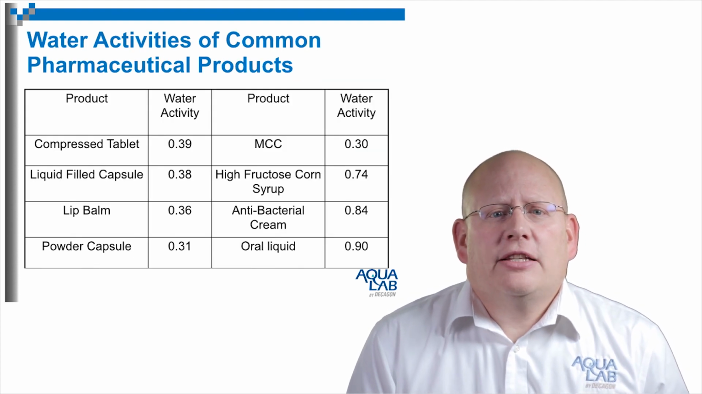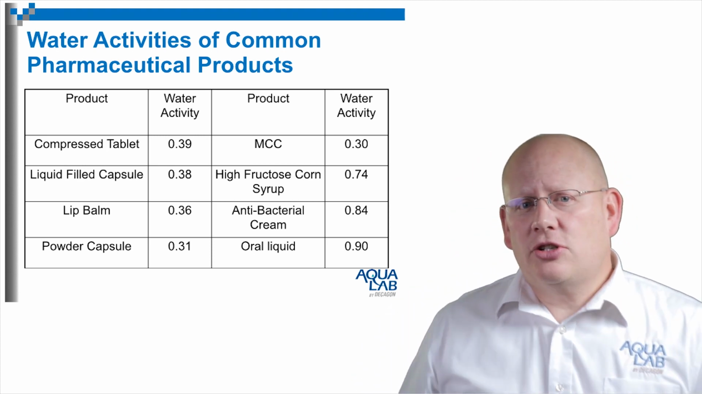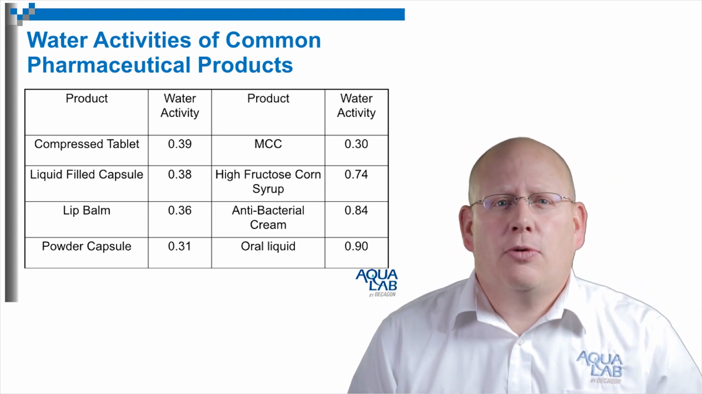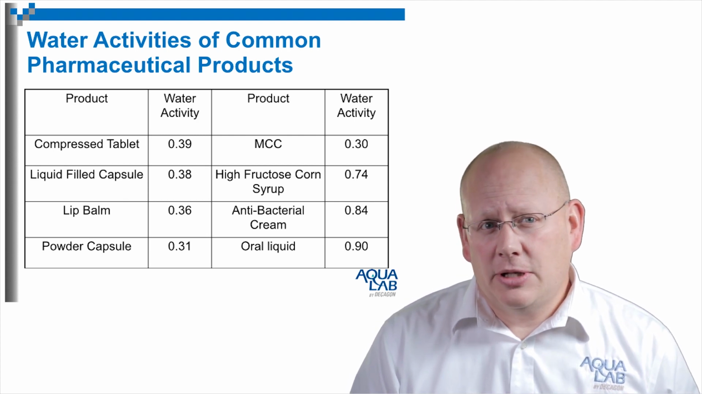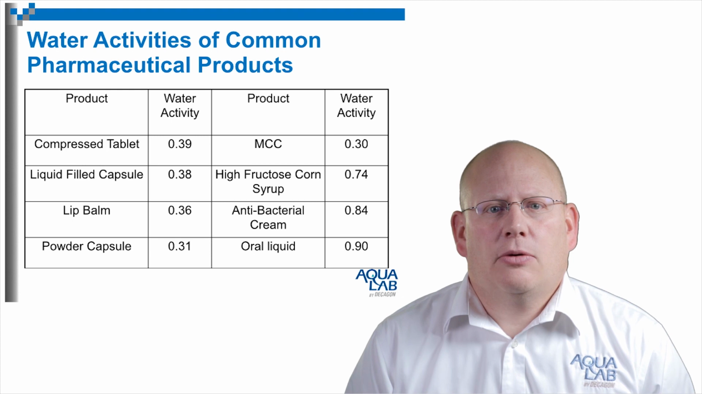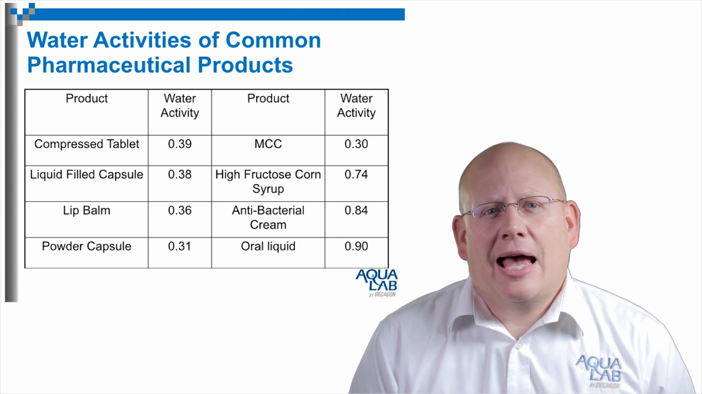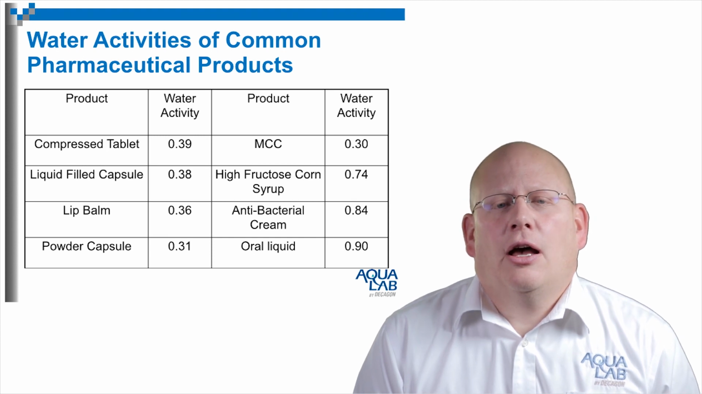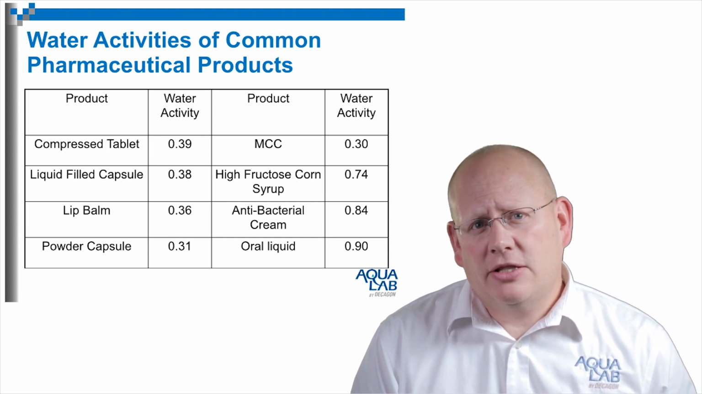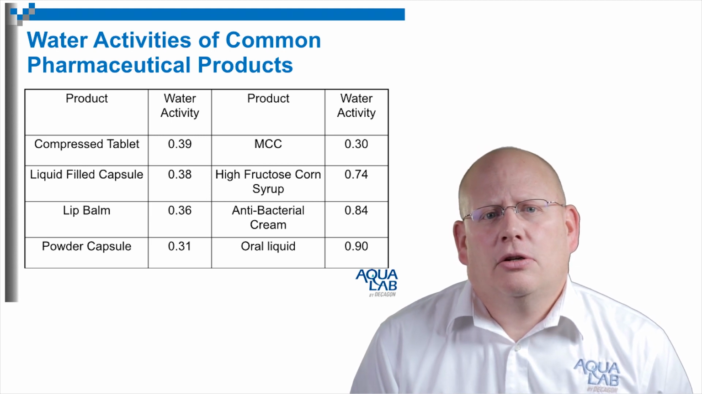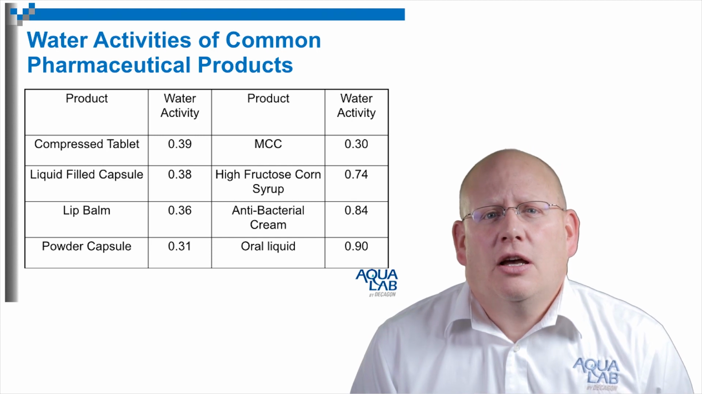So what are some water activities of common pharmaceutical types of products? There is a range represented by different types of products, anywhere from a compressed tablet, typically around 0.39. Some can be lower than that, depending on excipients that are used and how they're processed. Liquid fill capsules are at a similar value. Powdered capsules are a little bit lower water activity. Again, it all depends on how the product is manufactured and what's used.